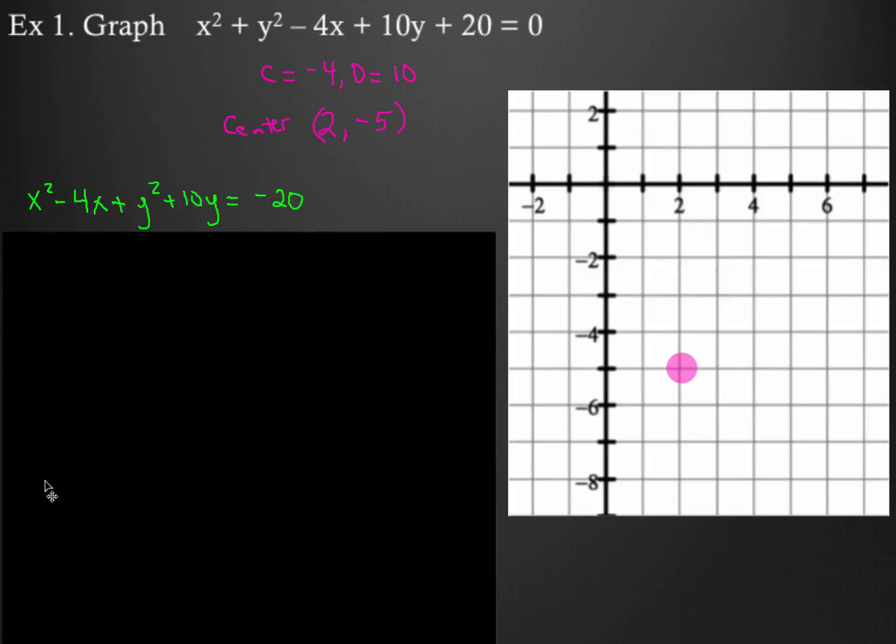Now here comes the challenging part. We're going to complete the square. So first I want you to look at the linear term for the x, which is negative 4.